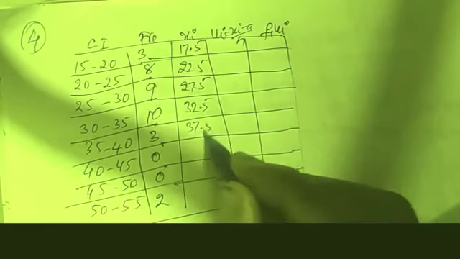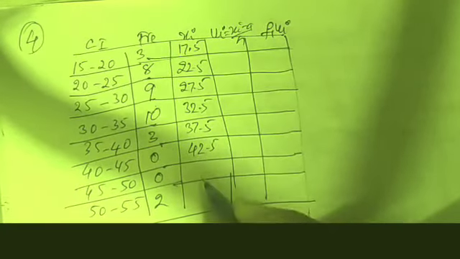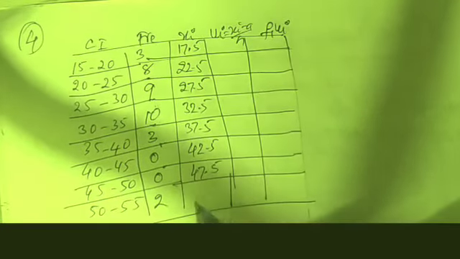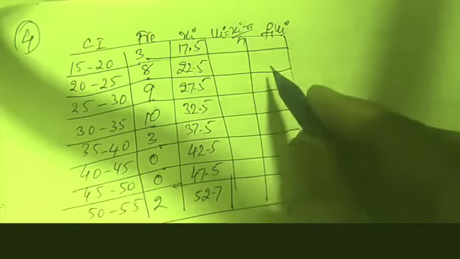Now what is the class mark? It is just the mid value. So 15 and 20 give 17.5, then 27.5, 32.5, 37.5, 42.5, 47.5, 52.5.